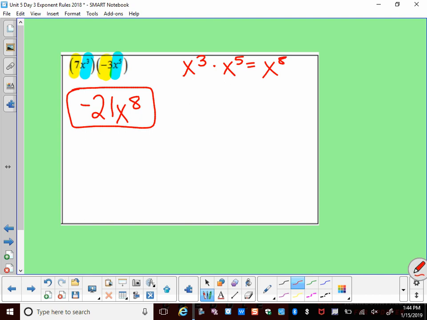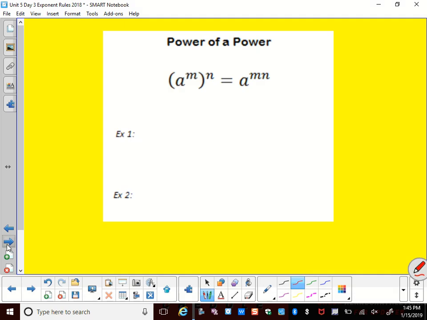All good on product of a power? Okay. Now we're on power of a power. We're actually going to go below it. So the one right below, not going to the side. Power of a power. And make sure you're writing it in the right place.